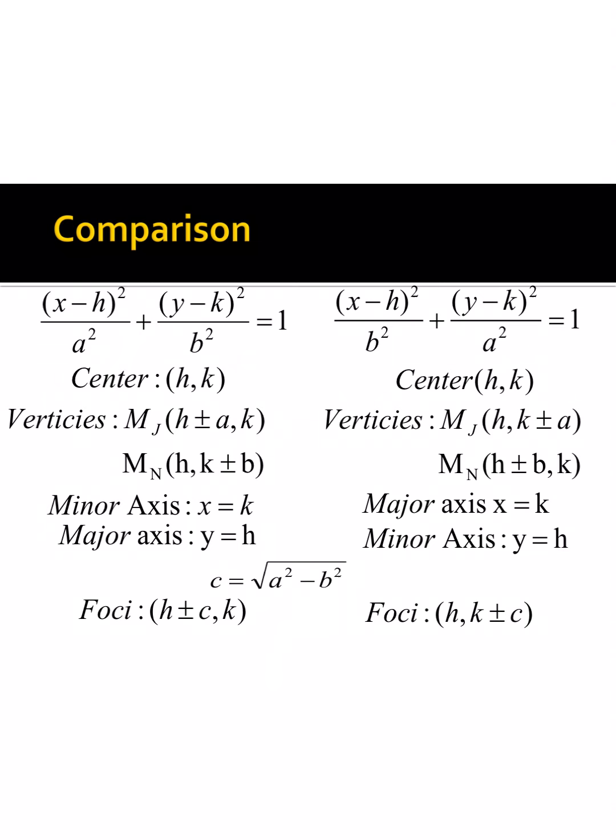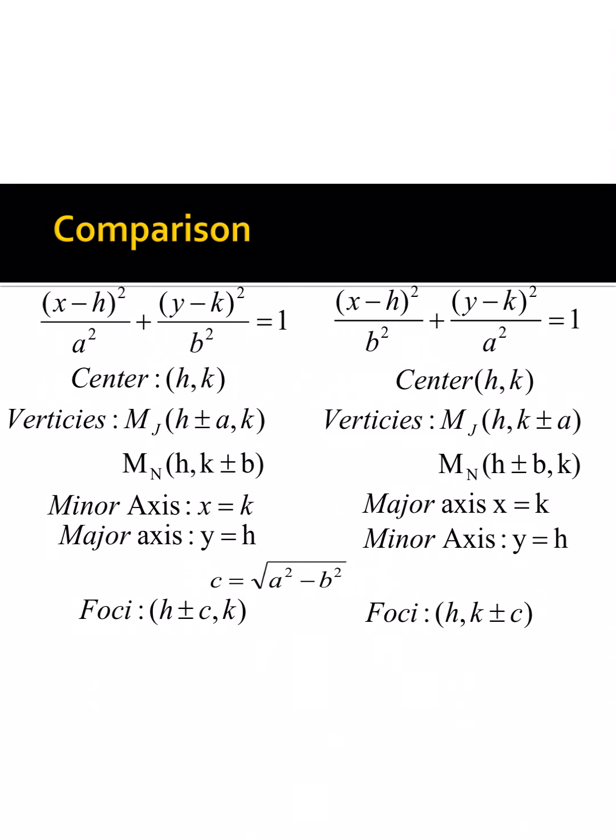For your vertices, we have major and minor vertices. For your horizontal, your major vertices are going to be h plus or minus a, comma k, and your minor vertices are going to be h, comma k plus or minus b. And these are going to be the endpoints of your ellipse and help you form your ovalness. Your minor axis is always going to be x is equal to k, and your major axis is always going to be y is equal to h.